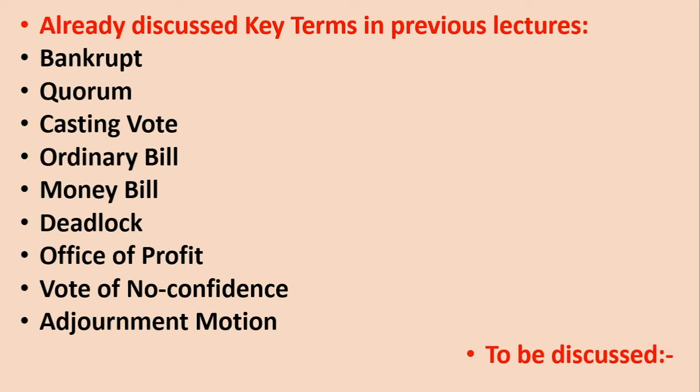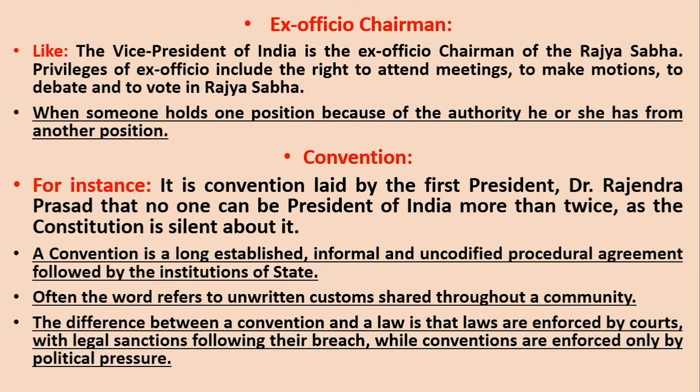Now, today I will discuss some more terms which will come in this topic. Like, first term is ex officio chairman. I will start it with an example. Like, the Vice President of India is the ex officio chairman of the Rajya Sabha. Privileges of ex officio include the right to attend meetings, to make motions, to debate, and to vote in the Rajya Sabha.